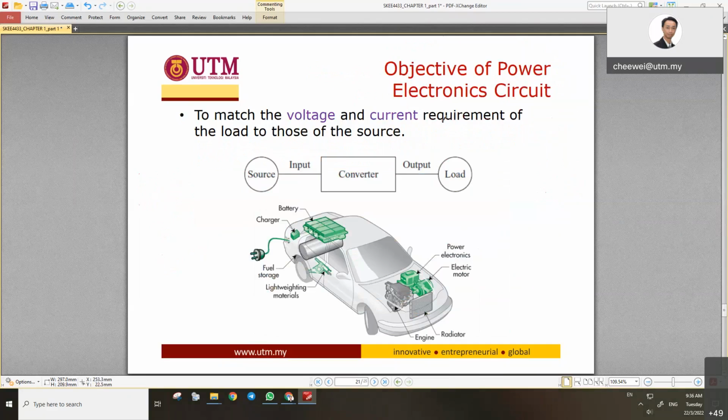Okay, what is the objective of power electronic circuits? Basically, it is the same as the definition here, to match the voltage and the current requirement to the load. So what is the objective of the electric car? To propel, right? So who is doing the work? The power electronics, which in this case is the inverter. Inverter is one type of power electronics. Okay, to achieve the objective of the load, it will do the control based on feedback. And what does it control? Either one, voltage or current, or both voltage and current. They call it the control variable.